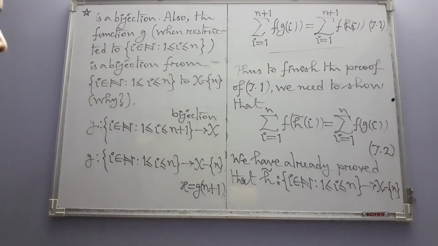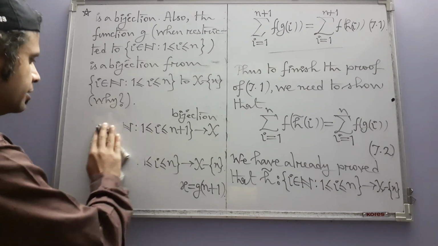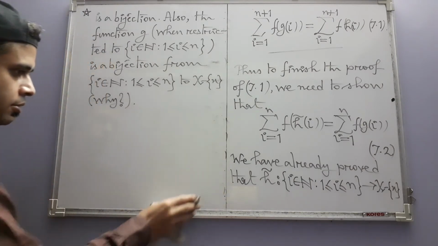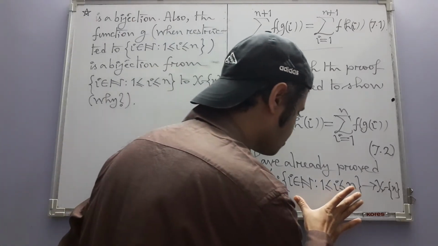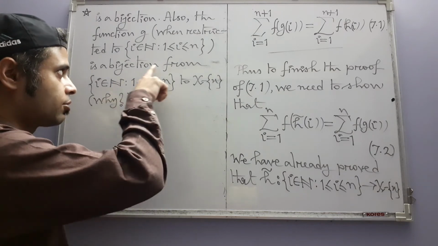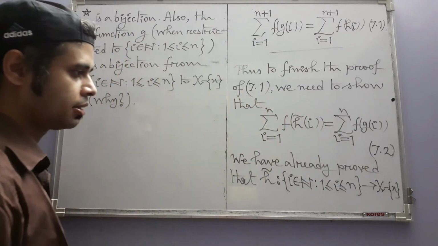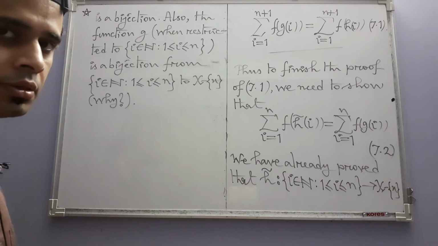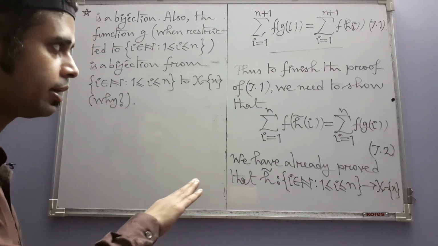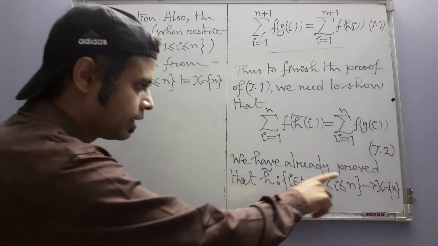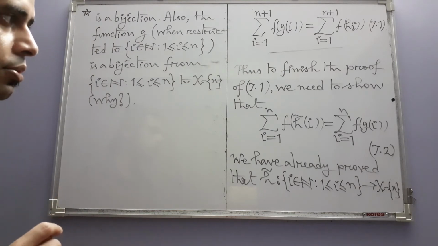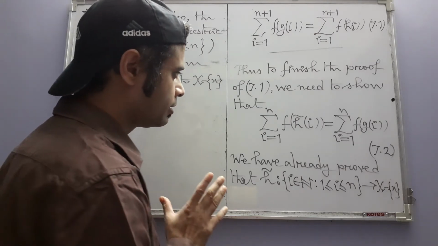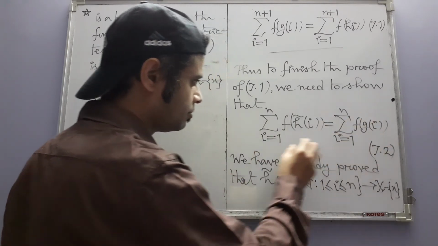Now what can we do with this new g and this h tilde? Note that h tilde is a bijection from this set to x minus x. The g that we are talking about here is also a bijection from this set to x minus x. Because our capital X now has n plus 1 elements and x minus x has n elements, we are able to apply the induction hypothesis P of n, and that hypothesis directly tells us that 7.2 is true.